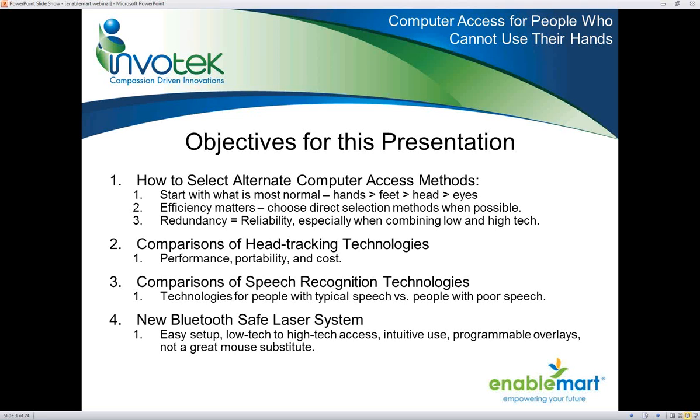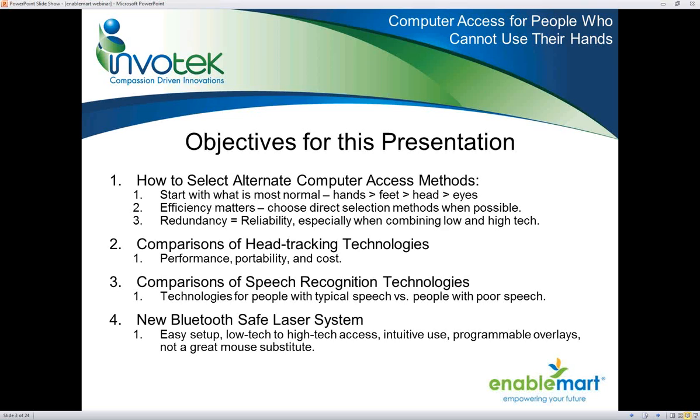You don't want to go to those more sophisticated access methods until you really have to, because we use our head and our eyes for so many different things. If you can use your hand, it still allows you to use your head to move around and see what's going on, and use your eyes to scan the screen. When we use eye tracking and head tracking, we get away from those things. So start with most normal and then work your way up to, if you only have eye movement, then that's all you've got.